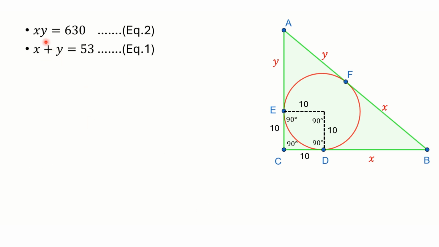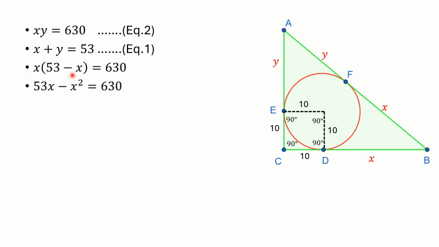So now I have two equations. The first equation is x plus y equals 53, and the second equation is xy equals 630. So now I have two equations and two unknowns. We can always solve. Let us plug the value of y from equation 1 into equation 2. y will be 53 minus x, because you can take x to the right hand side. Now from equation 2 I can write x times 53 minus x, which is the value of y, equals 630.